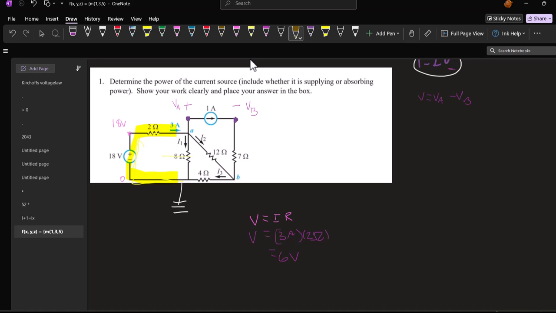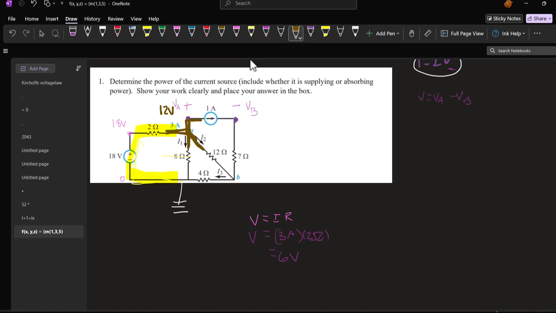How do I know I'm losing 6 volts? If you have a positive current in the direction that you're going across a resistor, you're always going to be going down in potential in the direction that the current is going. So I've lost 6 volts, so that means my voltage at point A is 12 volts. Everywhere that's connected by a conductor without an element is at the same voltage, so we have 12 volts everywhere here until we get to the next element. All of that is at 12 volts.